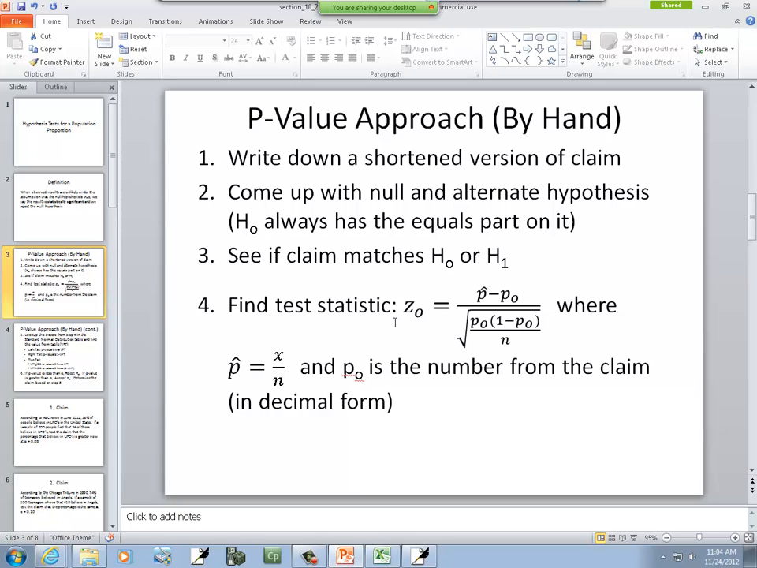We'll find our test statistic, Z0, that's equal to p hat, which is x over n, minus p0, where p0 is the number from your claim in decimal form, all over the square root of p0 times 1 minus p0, divided by n.